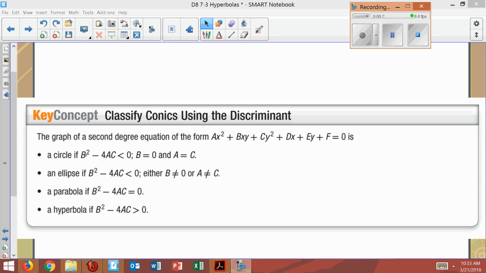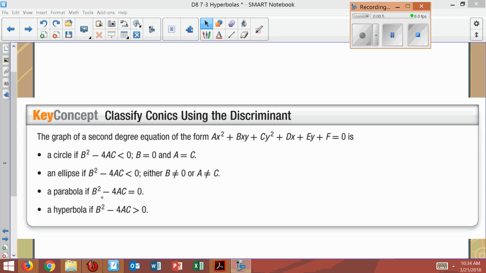If you use b squared minus 4ac, if you remember from the quadratic formula, that same idea, and you get a value less than 0, it's either a circle or ellipse. Now, if b equals 0 and a equals c, then it's a circle. So if these two are the same, and this does not exist, it's a circle. It's an ellipse if these two are not the same, or if there is a b value there. So that would make it an ellipse.